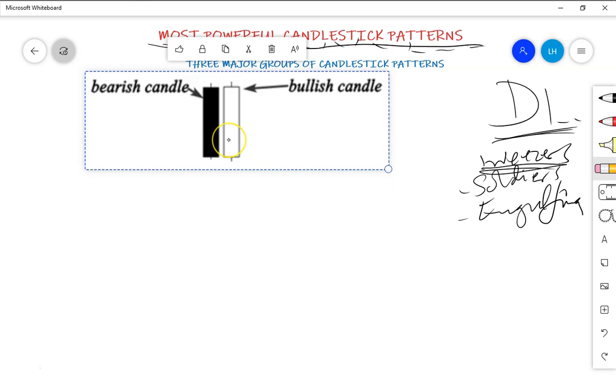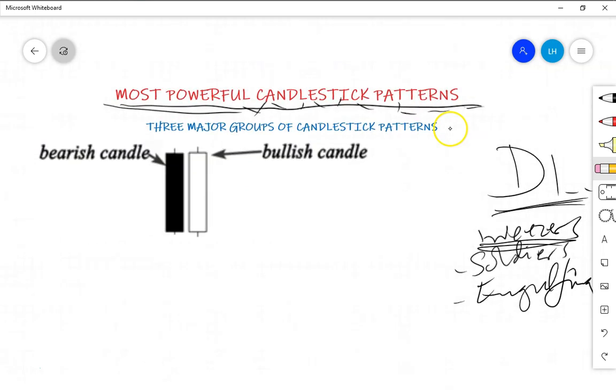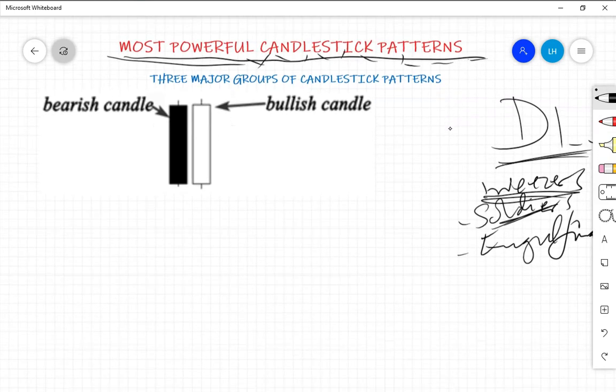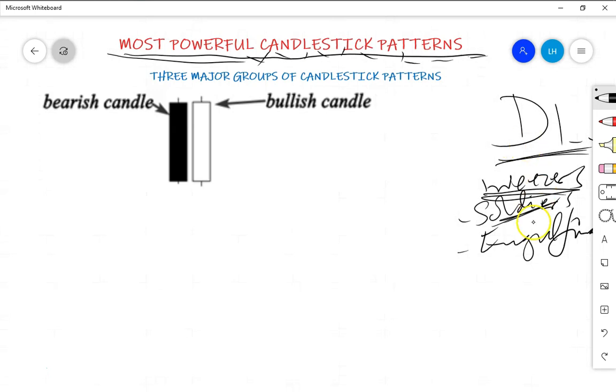Now I'm through with the tweezers. I'm going to other categories. We have those who call the soldiers. Now soldiers are of two categories. We have the one white soldier, and then we have the black crow. I presented this as soldiers, but we have two types: a soldier and a crow.